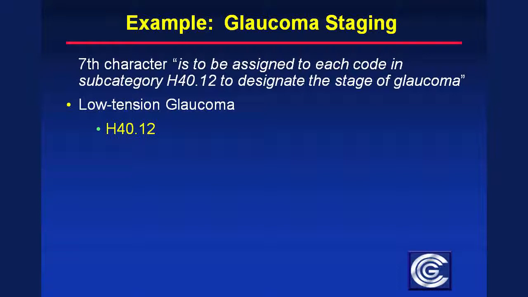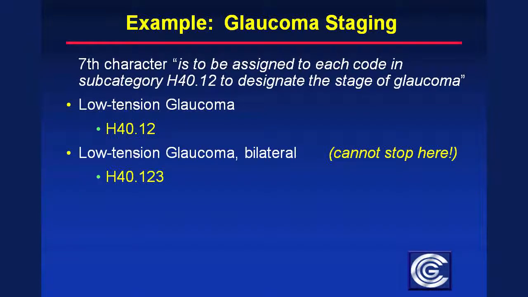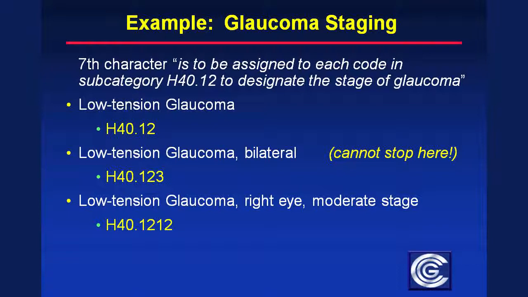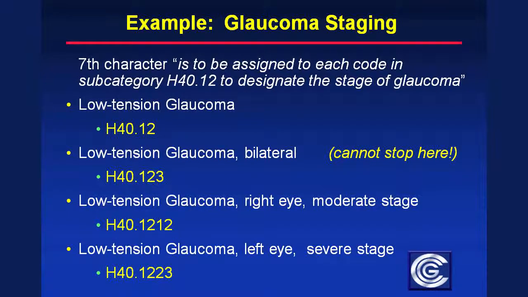Here's an example of glaucoma staging using the seventh character extension. We start with low tension glaucoma, H40.12. Then we note that it is bilateral, and the root code becomes H40.123. Recall that 3 means bilateral. But we can't stop here because we are instructed in the tabular list to add a seventh character to designate the stage of glaucoma. For the right eye, it is moderate, so our final code is H40.1212. For the left eye, it's severe, so our final code is H40.1223. We'll need to use both codes on the claim form. Note that we didn't need a placeholder in this case because the root code is already 6 characters long.